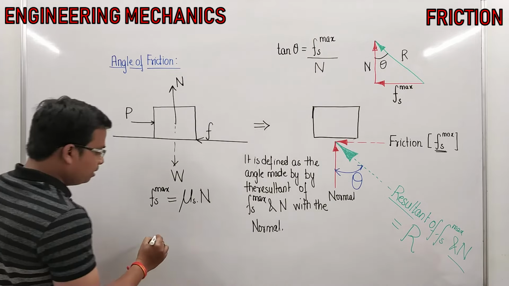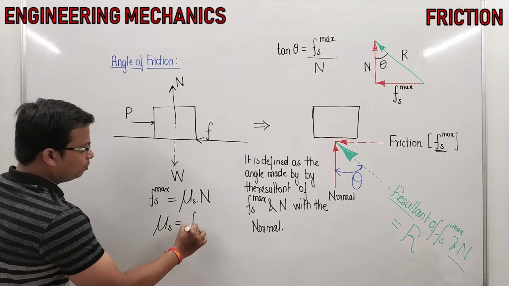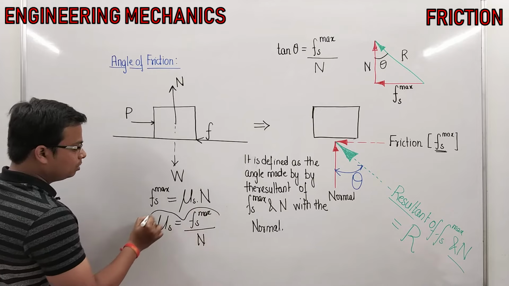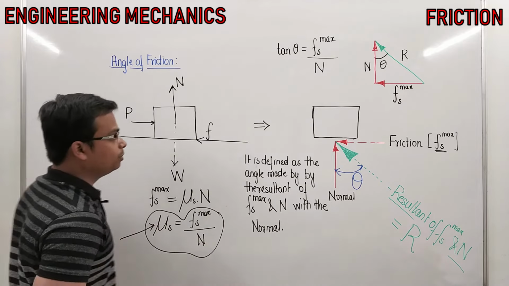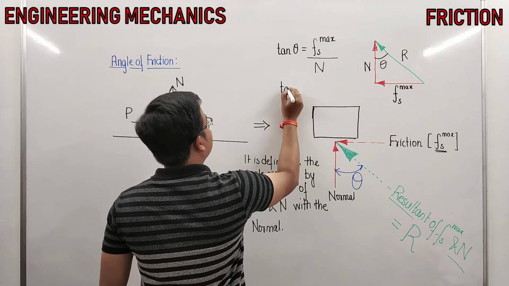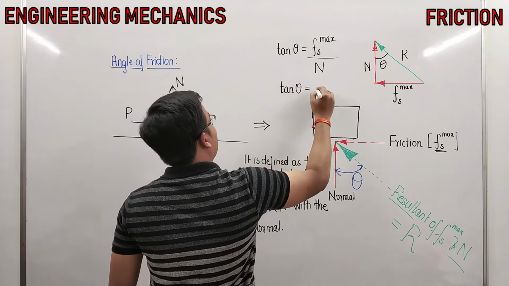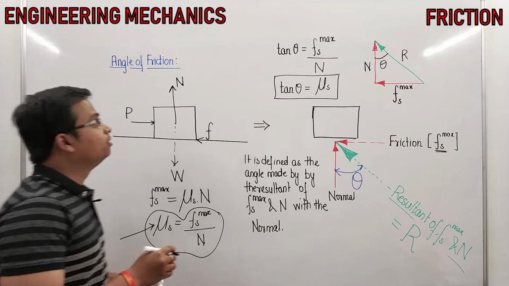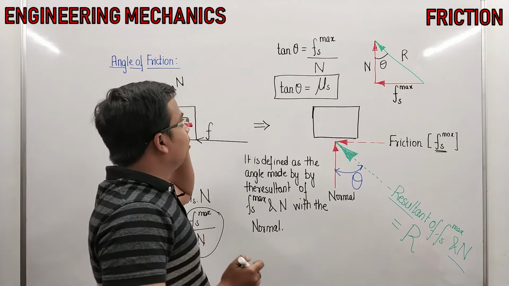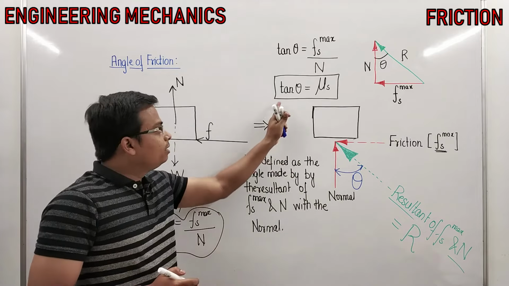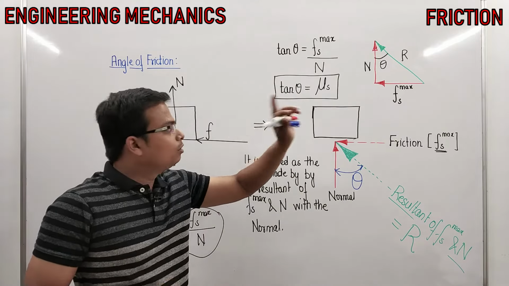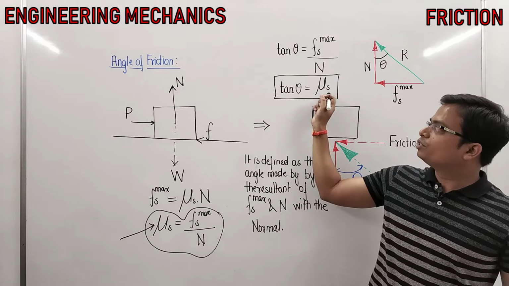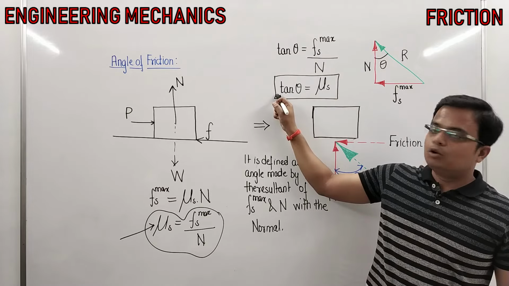And by definition, you know very well that mu s is nothing but the ratio of the maximum value of static friction and the normal. So Fs upon N can essentially be replaced by this mu s. Now there is a very special relationship between theta and friction, and this is that relationship. Very important thing. Remember this, mu s is tan of theta, the tangent of the angle of friction. So the coefficient of friction is actually equal to the tangent of the angle of friction.